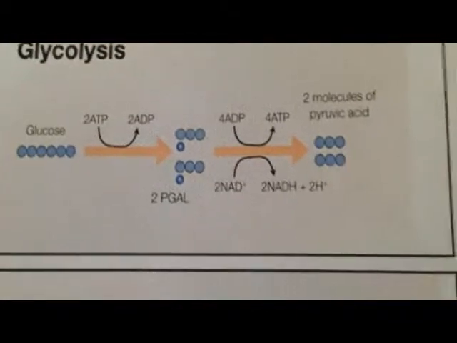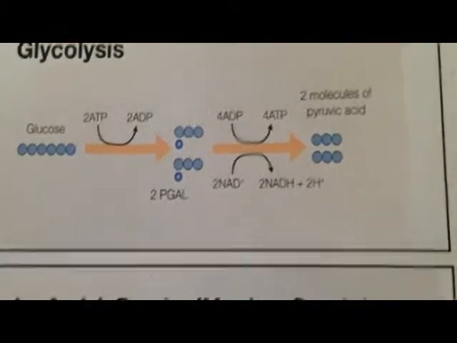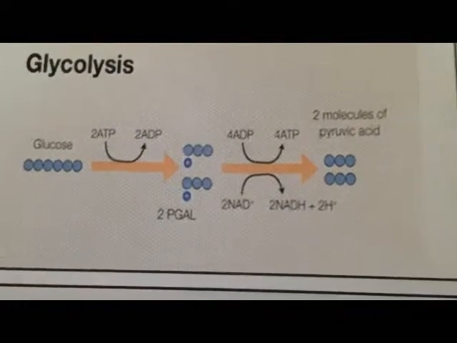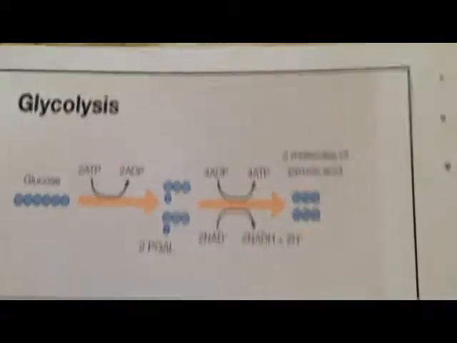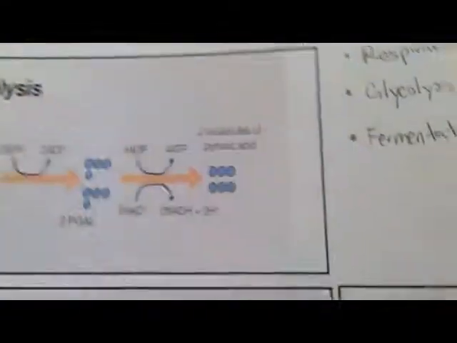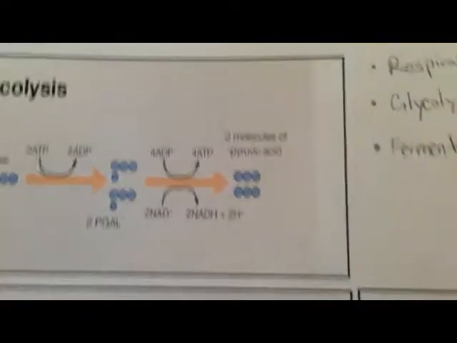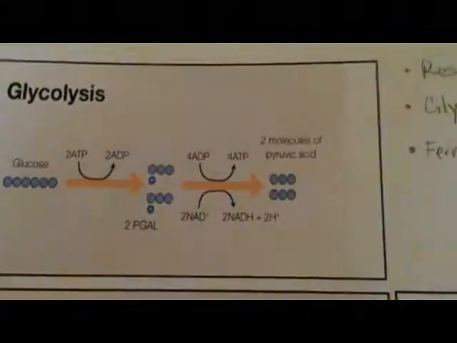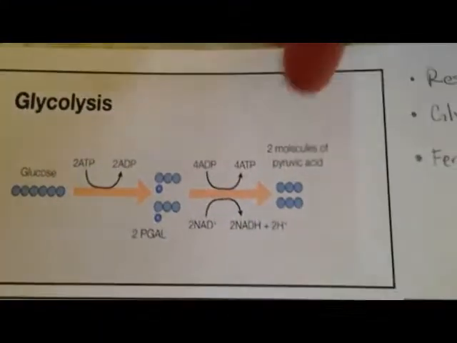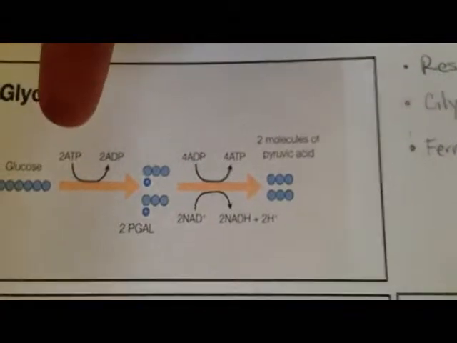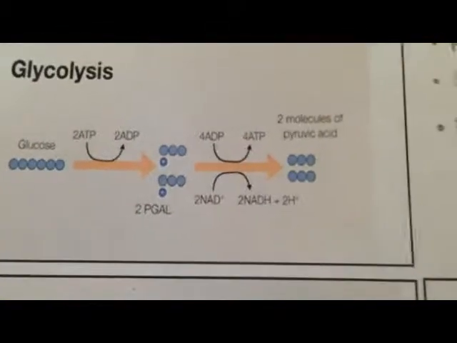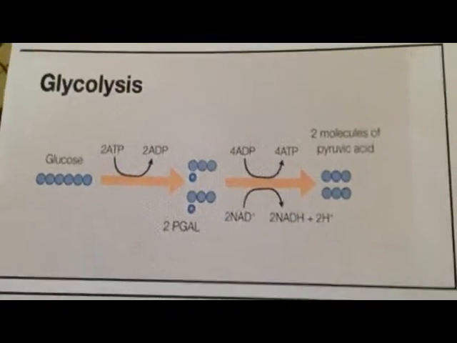Glycolysis is a series of chemical reactions in the cytoplasm of a cell that break down the glucose into two molecules of pyruvic acid. In the process, 4 ATP molecules are produced and 2 ATP molecules are used. This net gain is 2 ATP molecules.